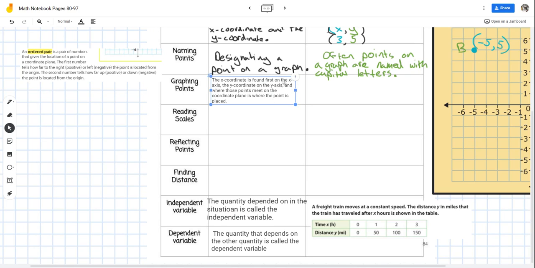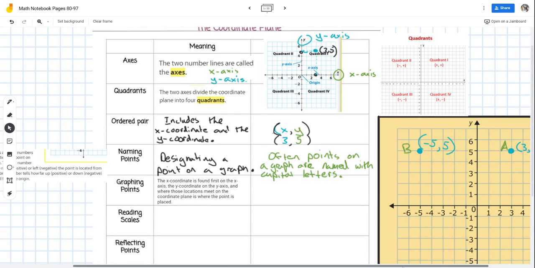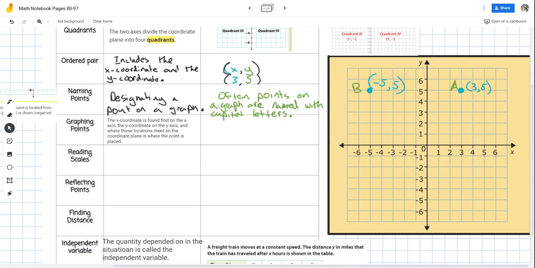Let's see this. And where those locations meet on the coordinate plane, I'm going to say locations meet. That makes more sense. All right, so let me just give you a demonstration of this here with our coordinate plane that we have here.